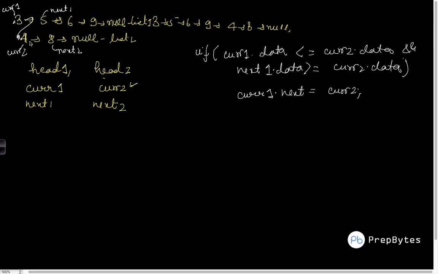So now I have changed this. Now I have to change my next of 4. I have to do this particular thing, right? So what I'll do is cur2 dot next is equal to next 1. Okay, so now this thing has happened. I have done the insertion. My list looks something like this. We have 3, 4, 5, 6, 9, null.